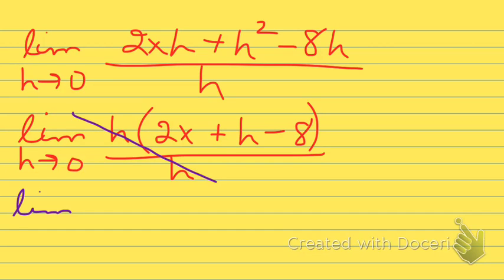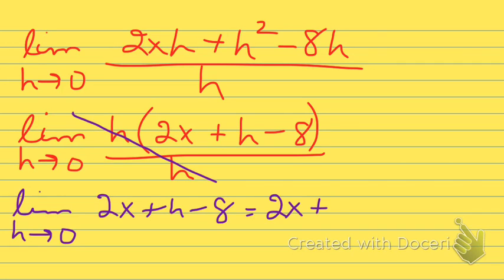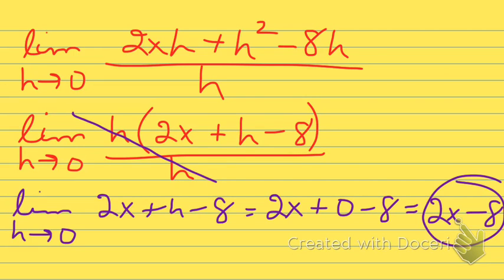We're looking for the limit as h approaches 0. I have no more simplifying to do. I'm ready to plug that in. That's double x plus 0 take away 8. Double x minus 8. That's our limit. Done.